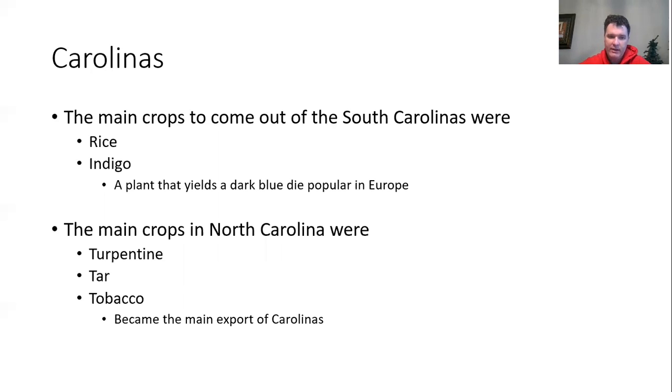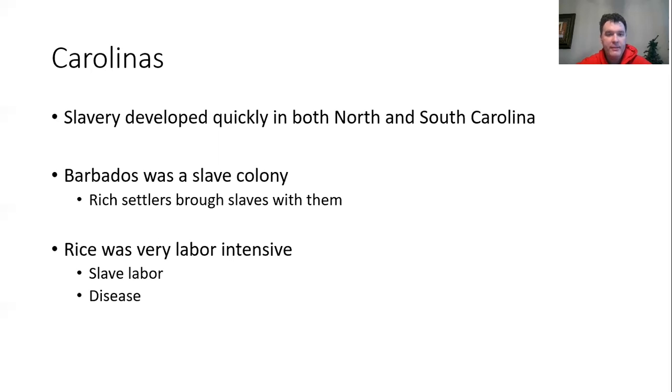And then in North Carolina, you have turpentine, tar, which we talked about, and then tobacco. And tobacco is going to become the main export of those colonies. Slavery quickly develops in North and South Carolina. One, because the original colonists come from Barbados, which was a slave colony. And two, rice is very labor intensive to grow.